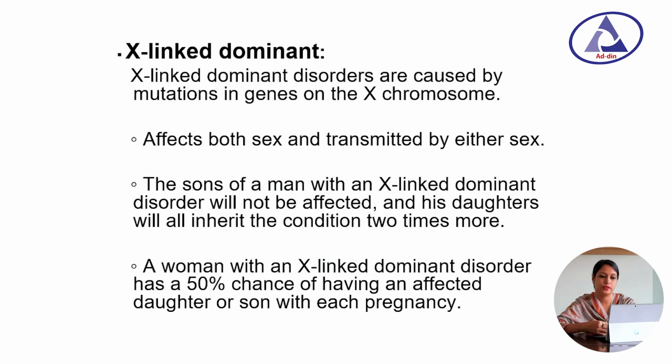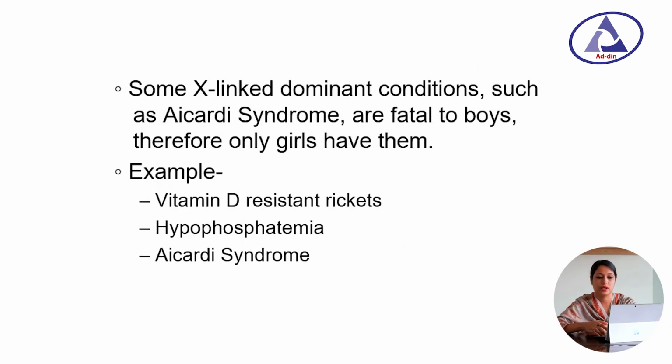X-linked dominant disorder. X-linked dominant disorders are caused by mutation in a gene on the X chromosome. Only a few disorders have this inheritance pattern. They affect both sexes and are transmitted by either sex. The sons of a man with an X-linked dominant disorder will not be affected, and his daughters will all inherit the condition. Examples: vitamin D resistant rickets and hypophosphatemia.